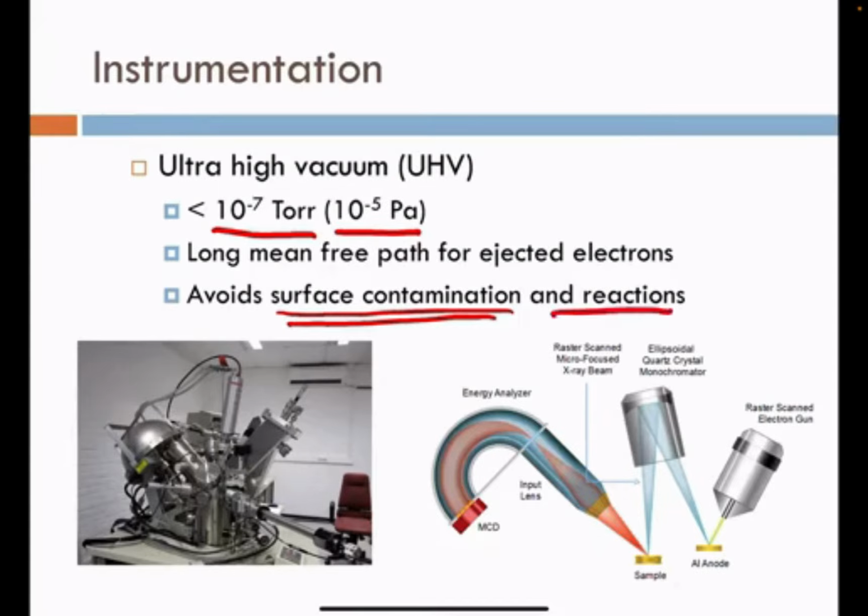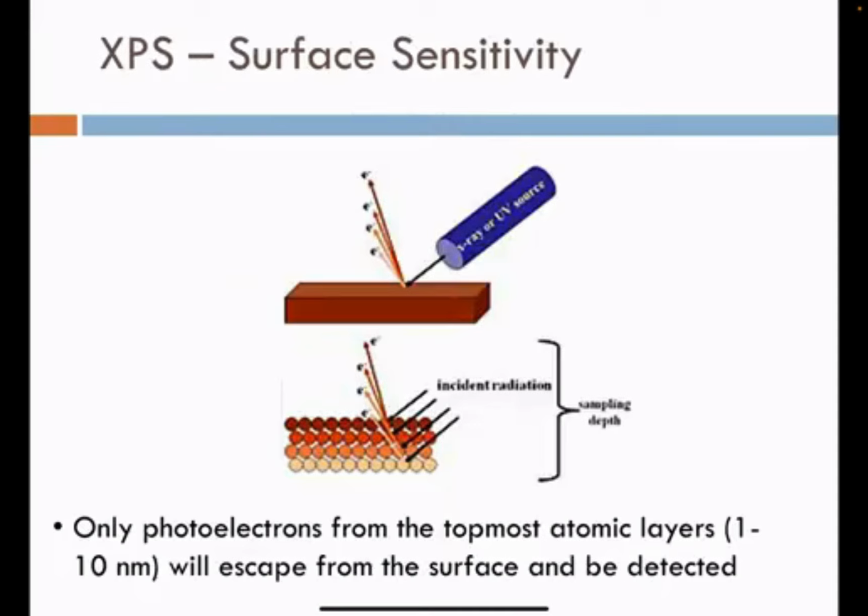Okay. So this XPS instrument needs high energy X-rays to get the electrons ejected, and that can change the material, so reactions are possible, such as oxidizing the material by way of the X-ray excitation. So okay, this is surface sensitivity.